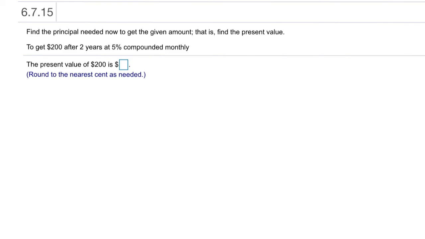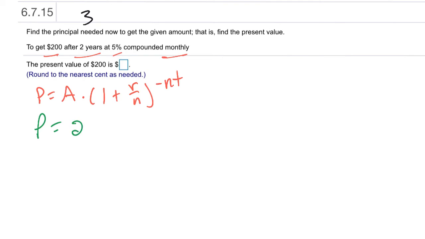Here's an example from my math lab. This is example 3, and it is where we're trying to find the principal needed now to get a given amount. So we're finding the present value. In our case, we want to get $200 after 2 years at 5% compounded monthly. So we're using the present value formula, P equals A times 1 plus R over N to the negative NT. So let's plug in what we know. We don't know our principal. We know our value is going to be $200 times 1 plus our interest rate is 5%, so 0.05.